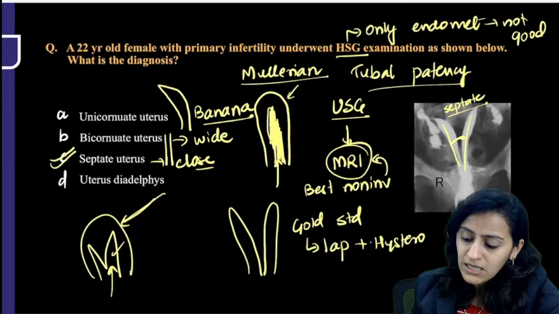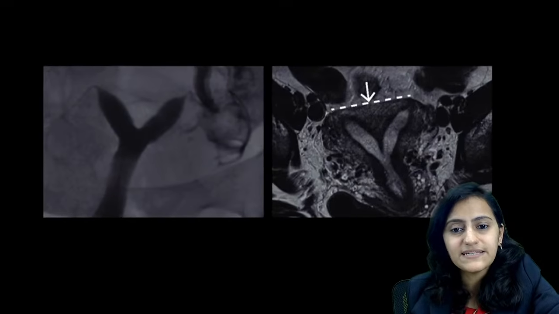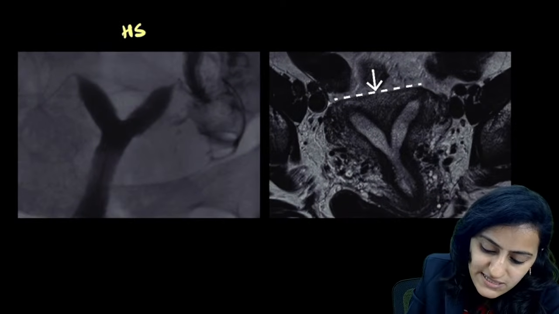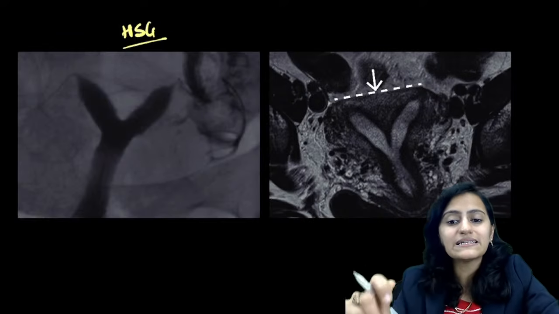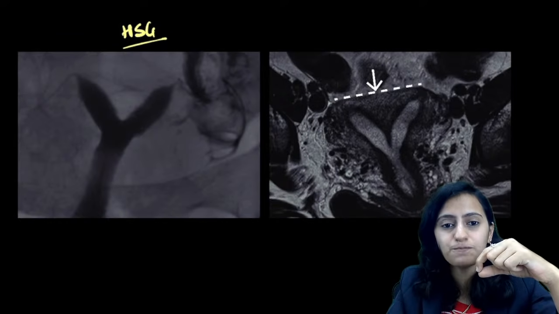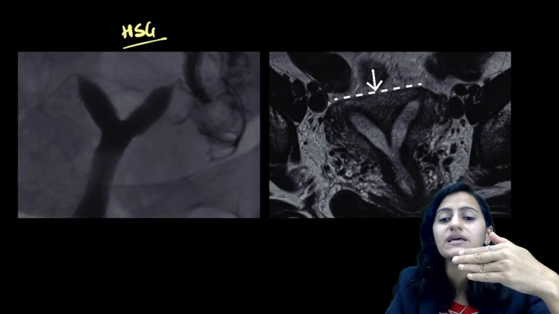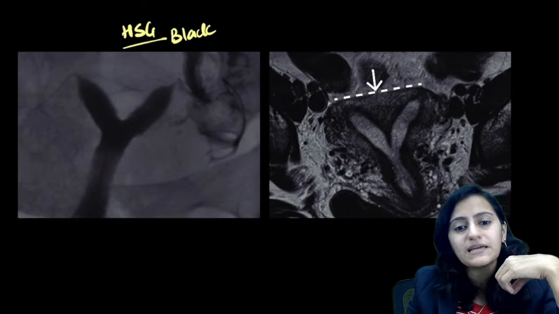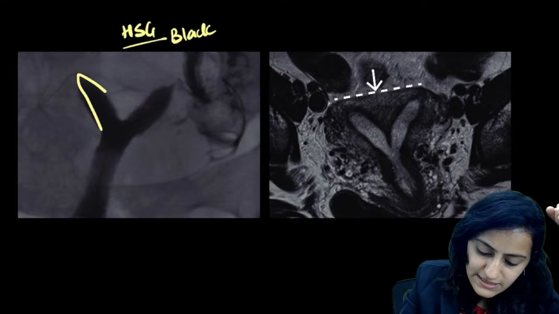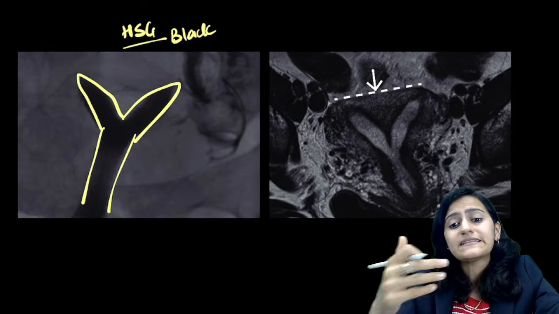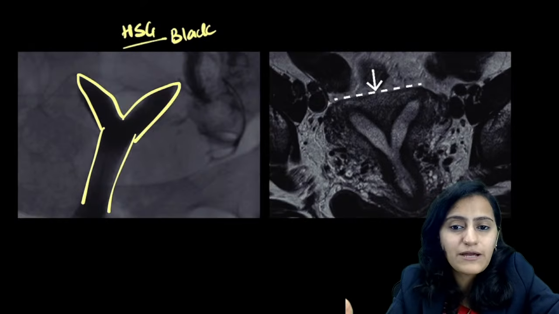Okay. Now look at these images. Okay, look at this image. So this is the HSG image, right? Reiterating the point that investigations which are done under fluoroscopy can appear black or they can appear white. Here you are seeing the HSG, the contrast is appearing black. So what do we see is, again, there are two horns and there is this one lower part. This could be septate, this could be bicornuate.